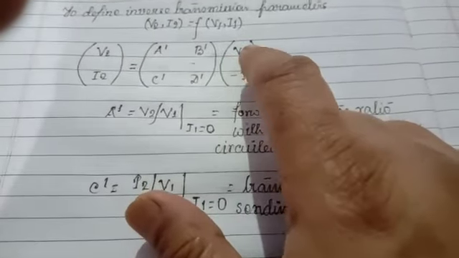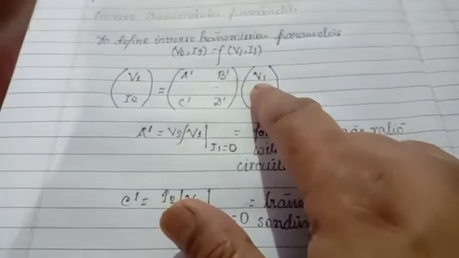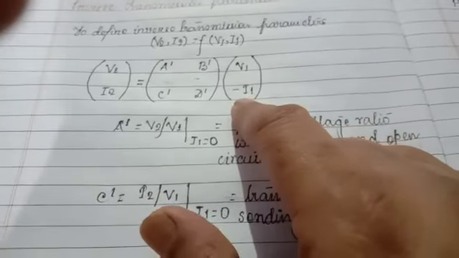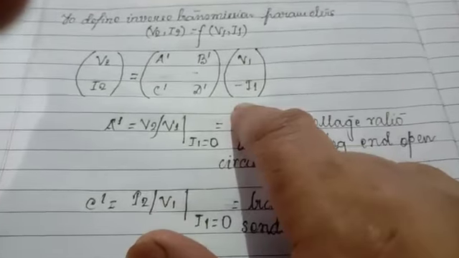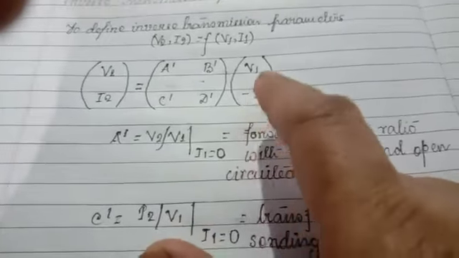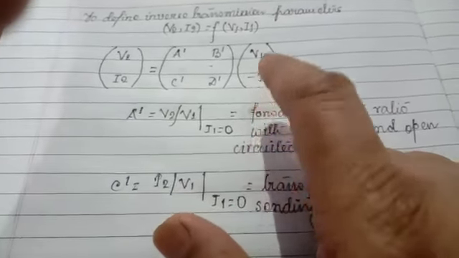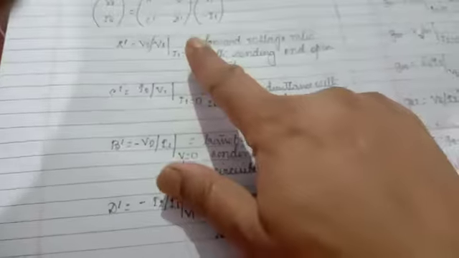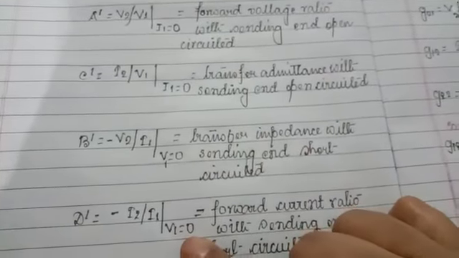Two parameters will be defined by considering V1 equals 0, that is short circuiting the input port, and the other two parameters will be defined by putting I1 equals 0, that is, making port 1 open. So A', C', B', D' will be defined in this way, but these are left for your assignment.